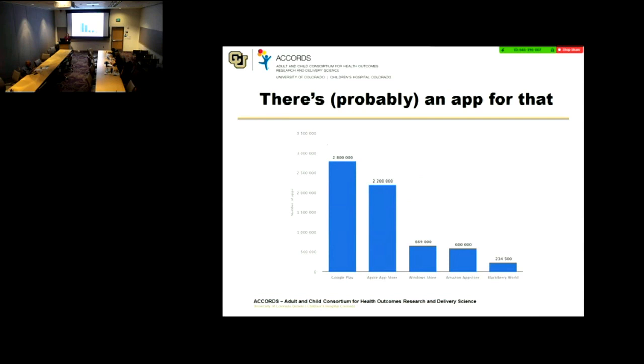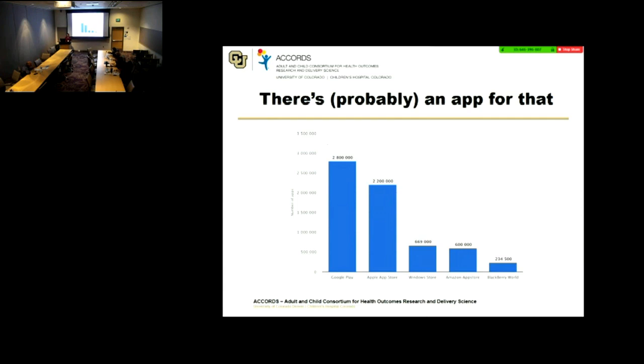There's also a lot of people doing a lot of work in this space. One of the most common things I hear when people tell me, I'm interested in doing mobile health research, is that they have an idea for an app. One of the first things I ask them is, have you looked to see if somebody else has already had that idea? We've all heard the saying, there's an app for that. It's probably true. It doesn't necessarily mean it's always the best solution out there, but there are a lot of solutions out there.